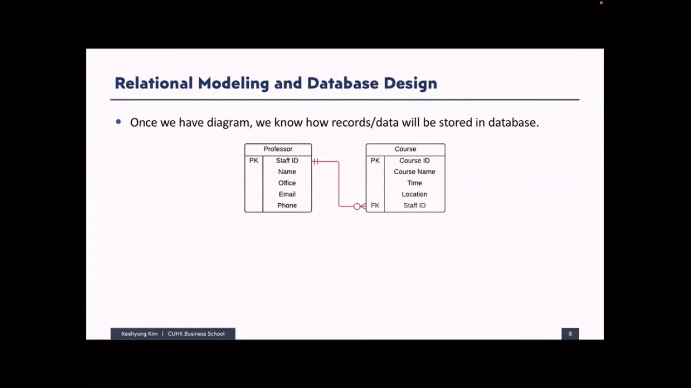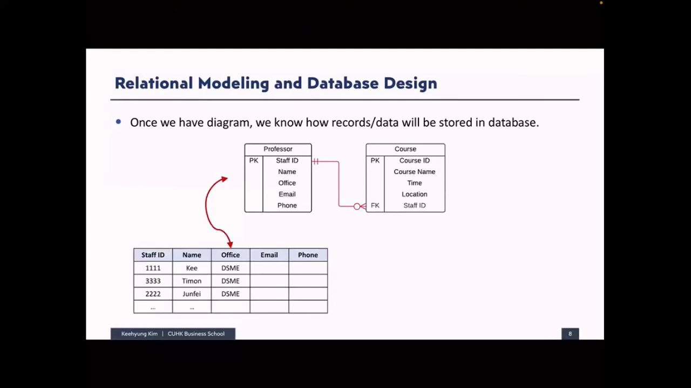Then the nice thing about the relational model is this. The reason why we are doing the relational model is because we want to do physical implementation systematically. Once we have a relational model like this, which we just made, it is very easy to know how our records will be stored in our database system. So the table becomes a real table in the database system. The professor table will look like this with all the attributes we specified here, with all the data in each row like this.